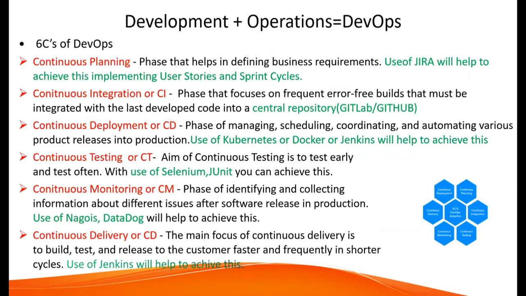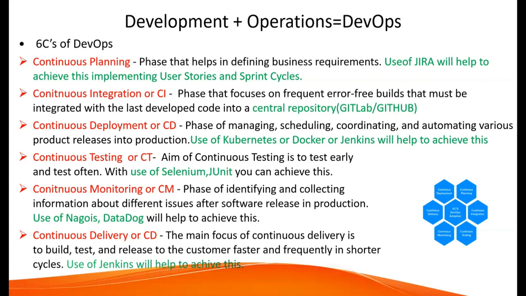The second C here is continuous integration, or CI. This phase focuses on frequent error-free builds that must be integrated with the latest developed code into a central repository. And how can you achieve this? By the use of GitLab, GitHub, where you basically push the latest code or upload your latest code on the GitHub repository, and that is now available to the other developers in your team.